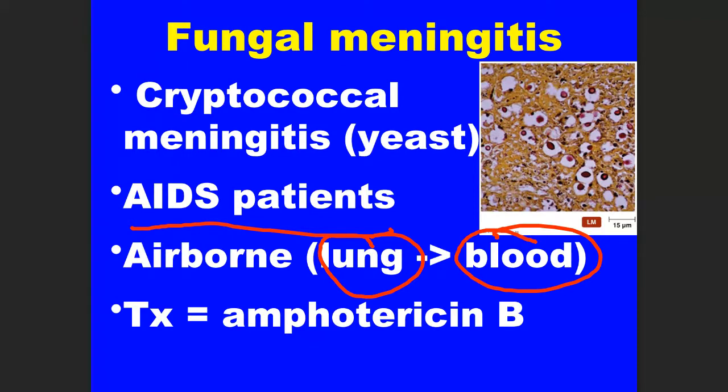meningitis infection there. And since this is a fungal infection in a body system, the number one treatment for fungal infections in a system is amphotericin B.